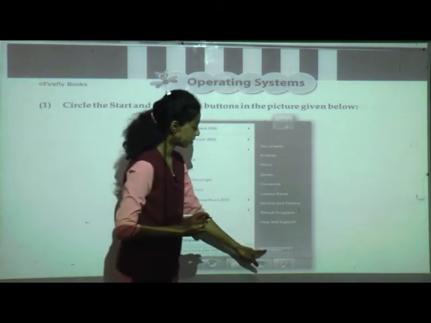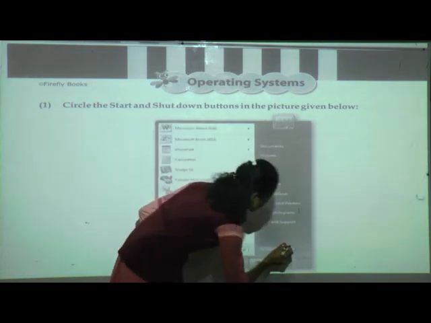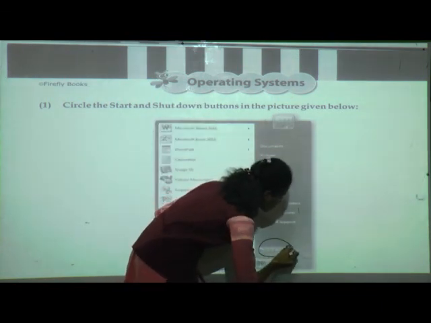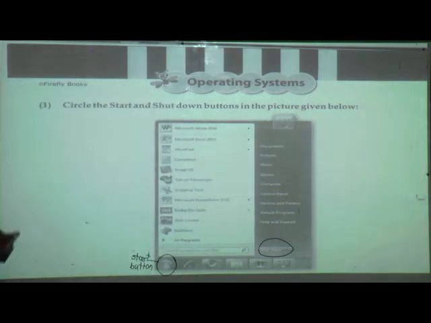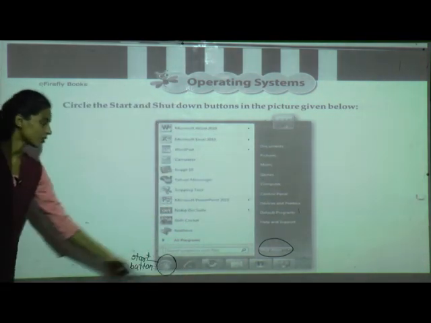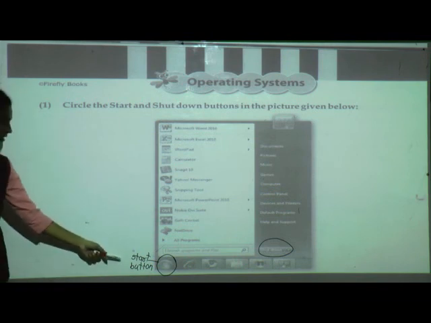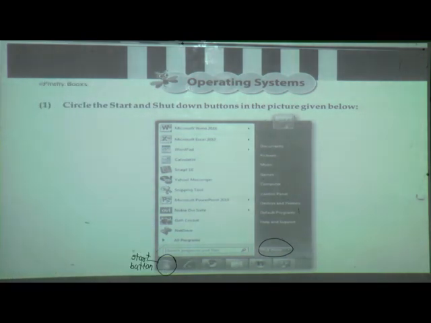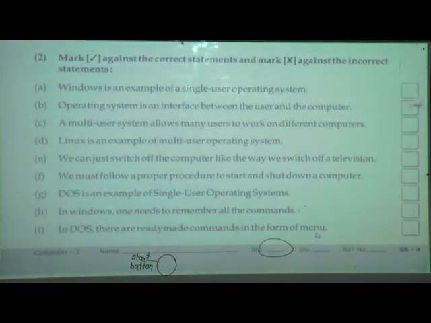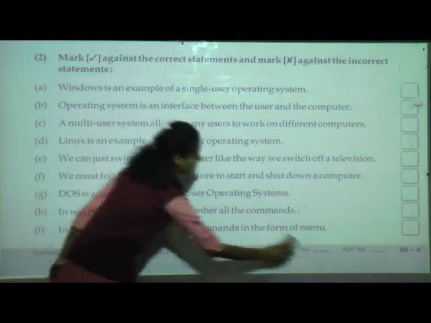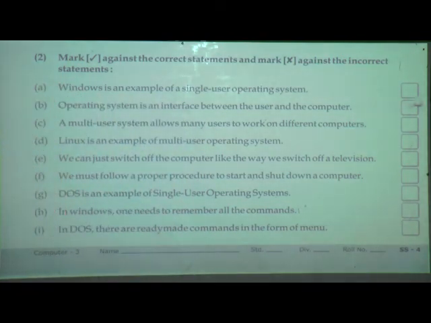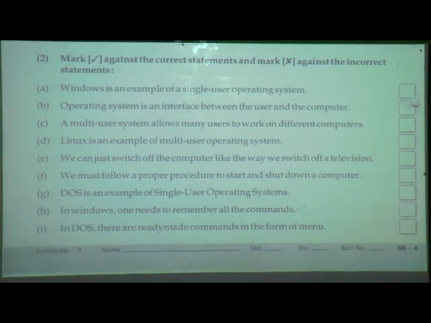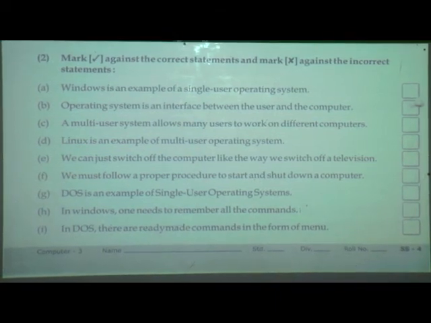And here you can see shut down. Then computer will be closed or shut down. Computer will be off. For starting, on the taskbar there is a start button and here is the shut down button. We have to circle. You having pencil, by using pencil you can circle. Now next is, what is the question? Mark tick against the correct statement and mark cross against the wrong statement.